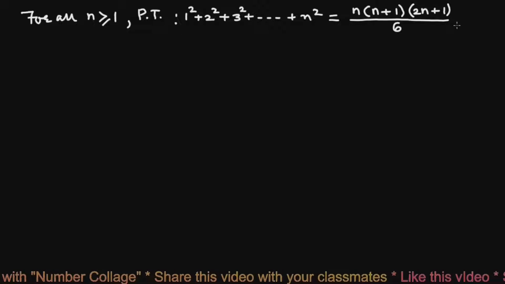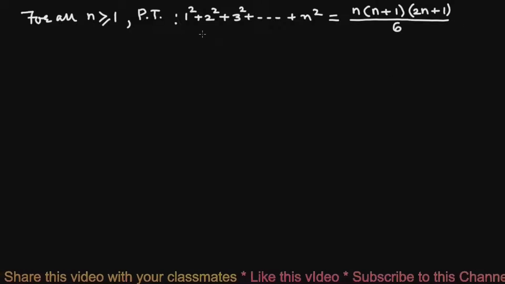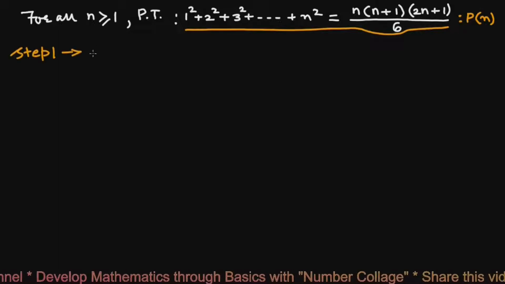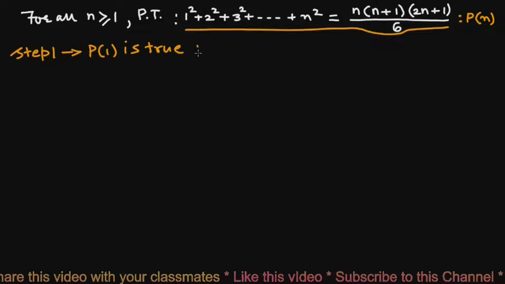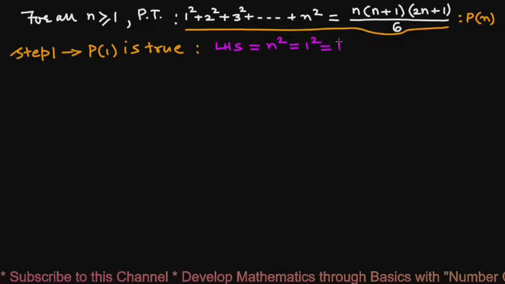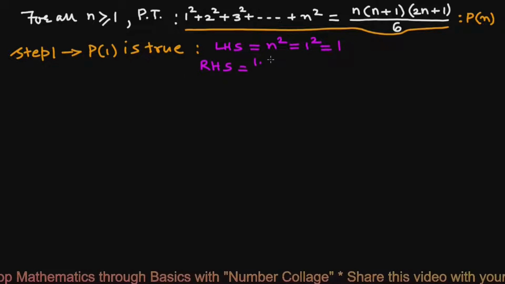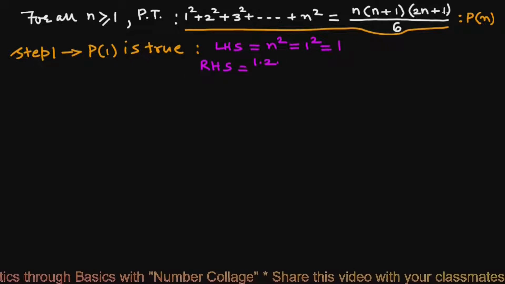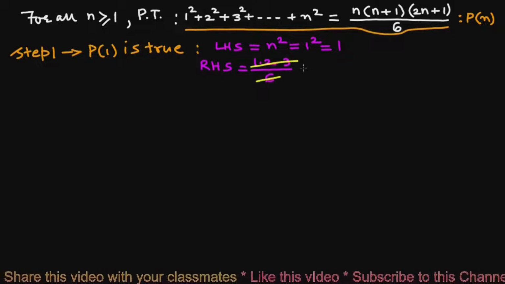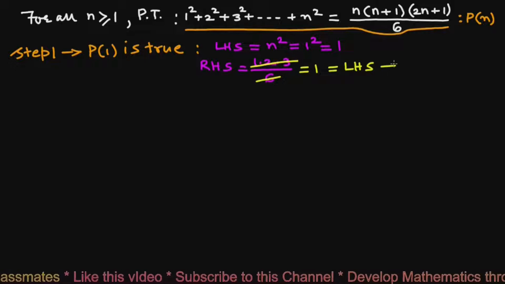We have to prove this by the principle of mathematical induction. We will assume this statement to be Pn. In step 1, we will prove that P1 is true. So here LHS will be n square, that will be 1 square equals 1. RHS will be 1 into 1 plus 1 into 2 into 1 plus 1, that is 6 upon 6. 6 cancels with this 6, that is 1, which is LHS, and that proves P1 is true.